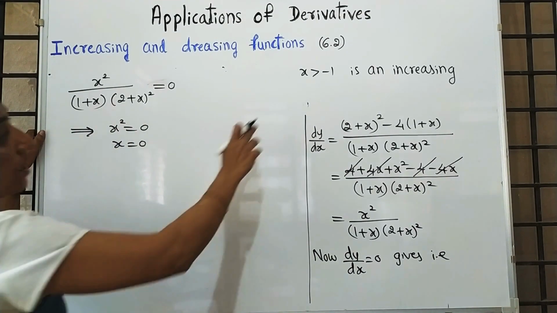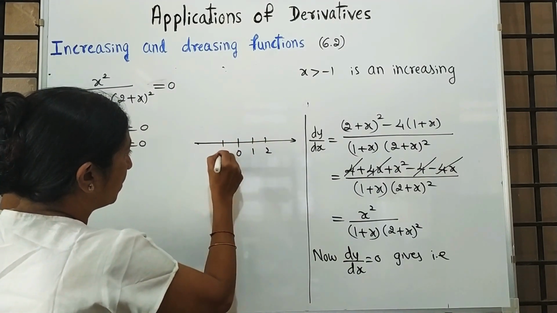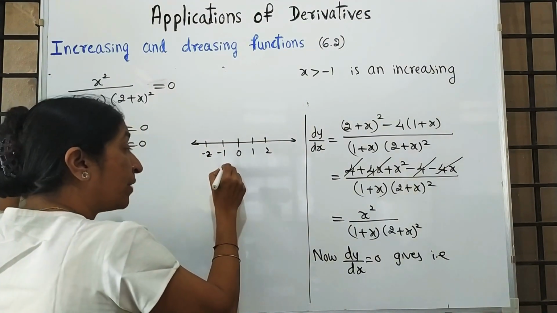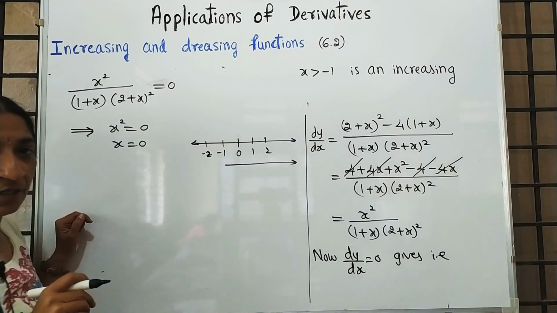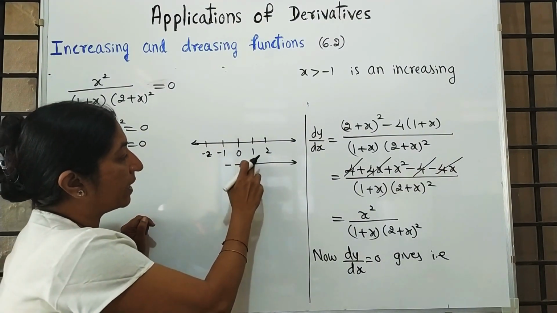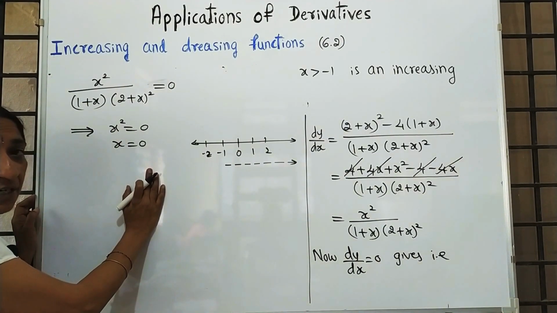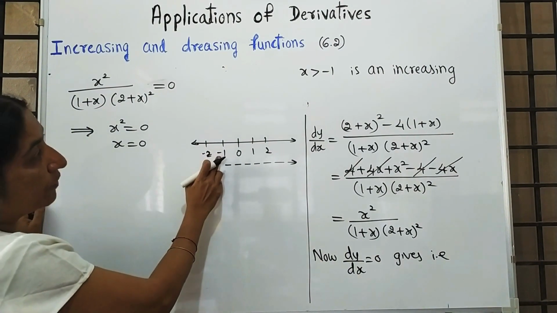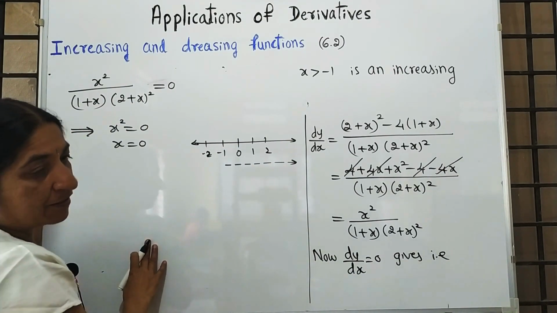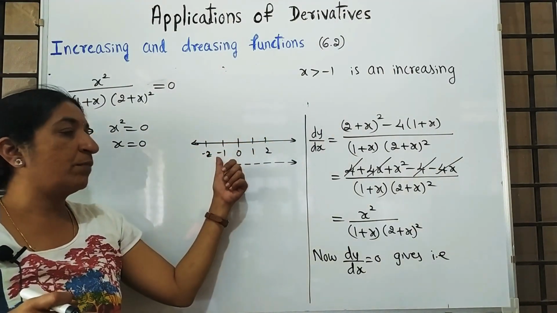Already it is given, see in the number line, when you mark this, x is greater than minus 1 means from minus 1 we are moving on the right side in the number line. And here we got x is equal to 0. Then can you tell me what is the interval? So the interval, we are moving from minus 1, x is greater than minus 1. So it is minus 1 to 0.